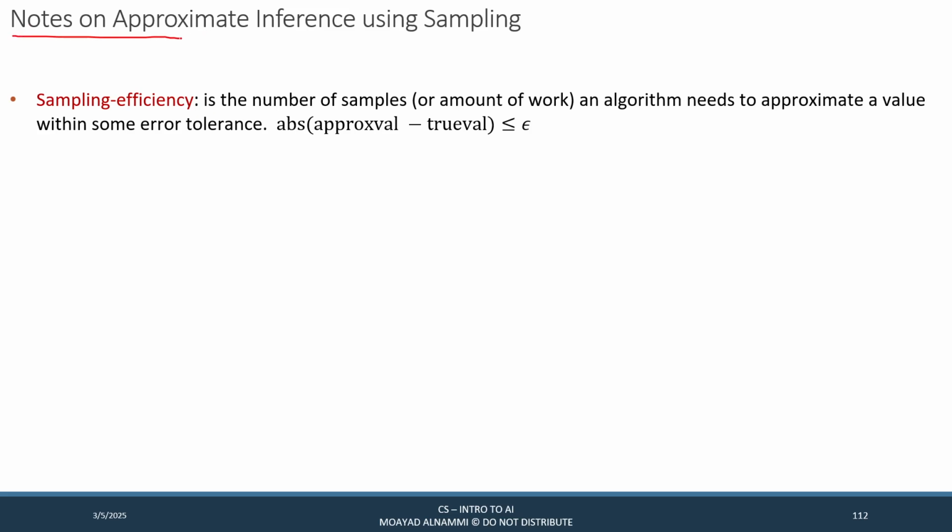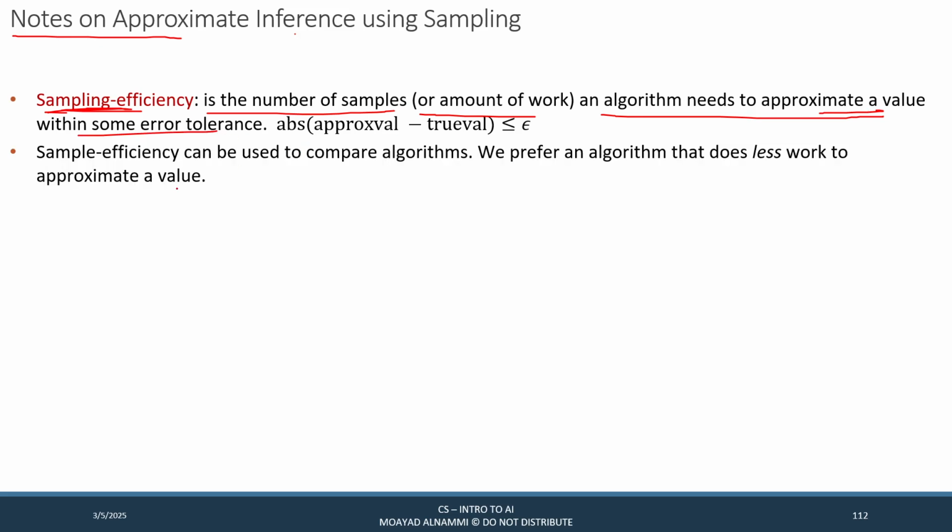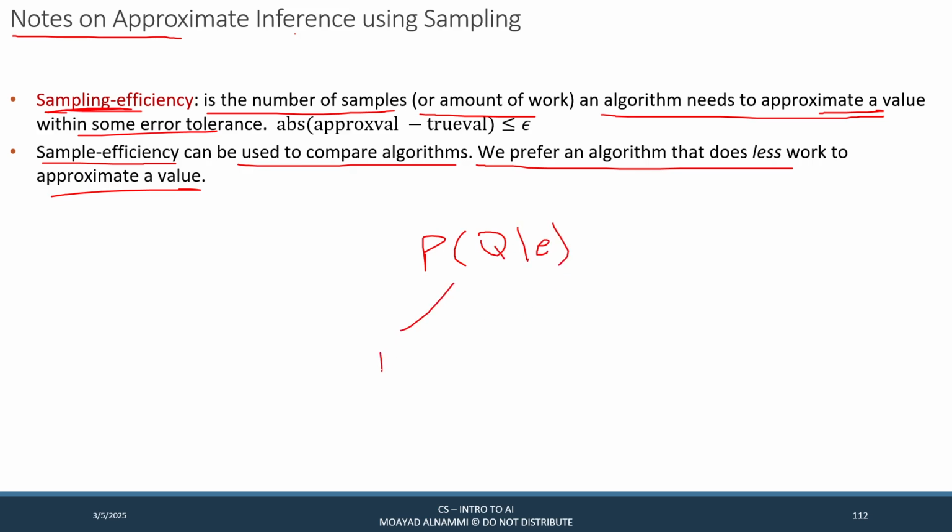So this gives us a concept called sampling efficiency. Sampling efficiency is the number of samples, or the amount of work, an algorithm needs to do in order to approximate a value within some error tolerance. Sampling efficiency can be used to compare algorithms. We prefer an algorithm that does less work to approximate a value. So if we have a query, the probability of Q given some evidence, we can use prior sampling to solve this, we can use rejection sampling, or we can use likelihood weighing to answer this query.